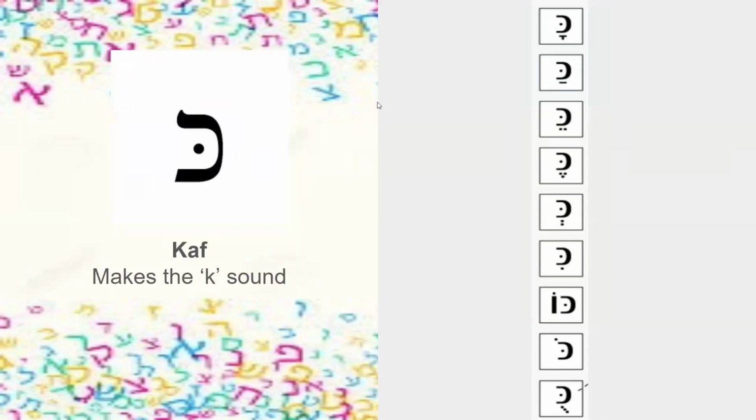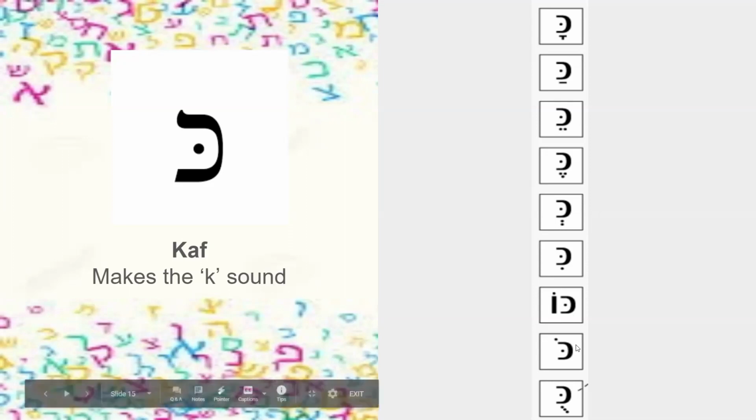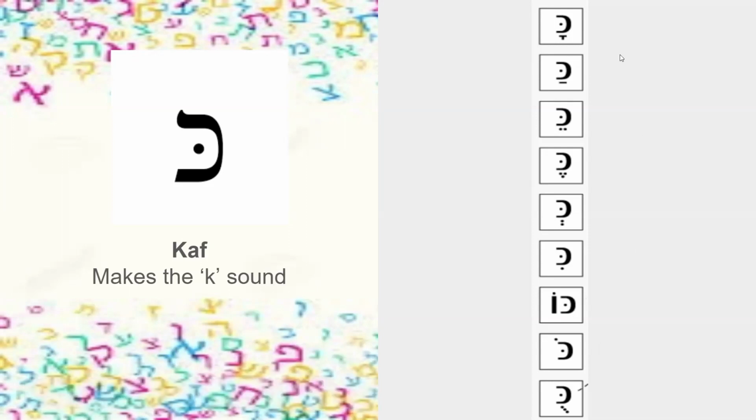Kaf makes the K sound. Ka, ke, ki, ko, ku. Remember to continue practicing your Hebrew. This is just to practice the sounds of each letter with a vowel. And this is Kaf. Sometimes you see Kaf without a dot.